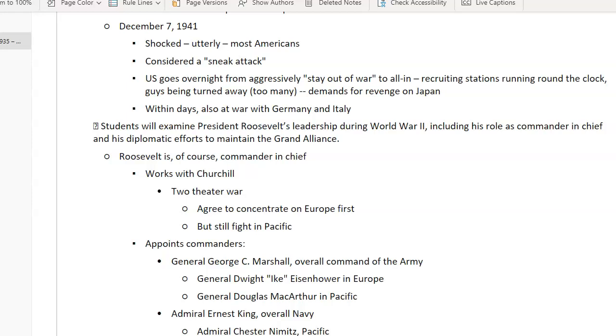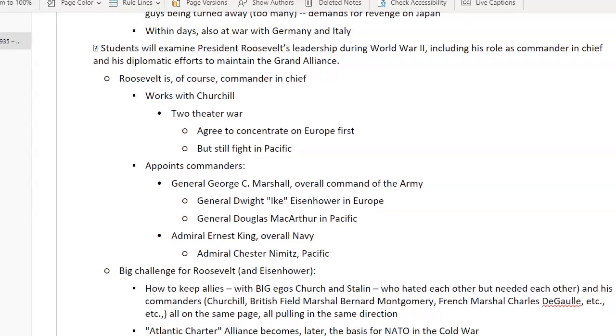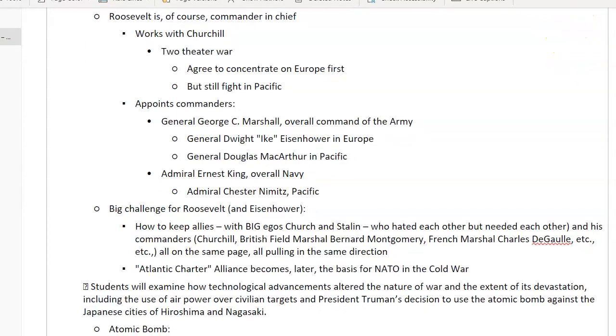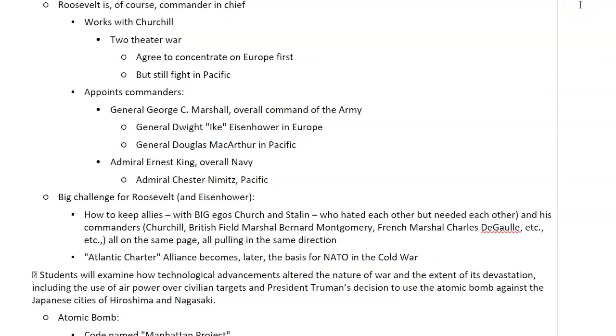Once we go to war, again, they're not going to talk much about the strategy and tactics. Just a few things to be aware of. Roosevelt is, of course, the commander-in-chief. As President of the United States, he's head of the military. He works with Churchill. France has fallen by this time to the Nazis. So has Poland. So has the Netherlands and Belgium and so on. So the last sort of free countries fighting Germany, at least fully free countries, are Britain and the U.S.